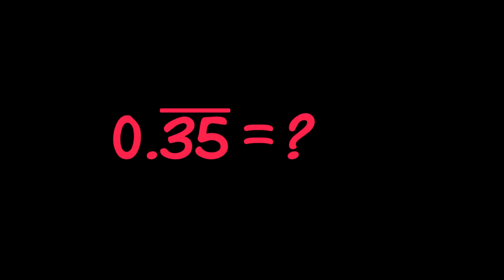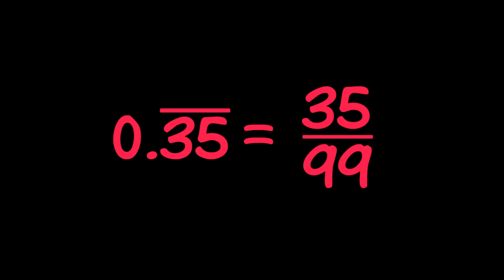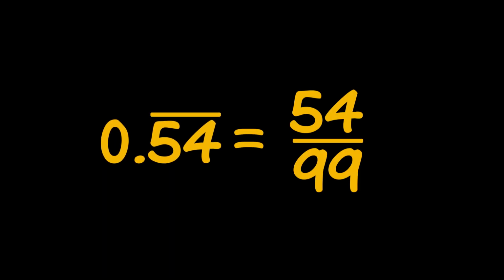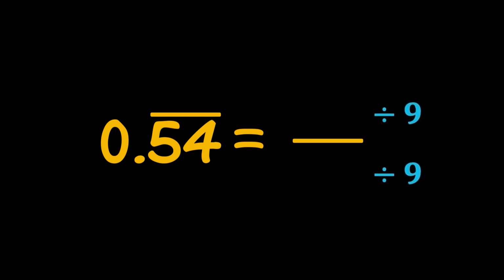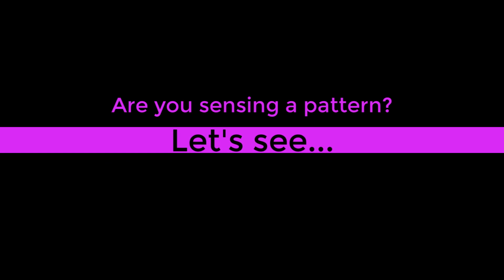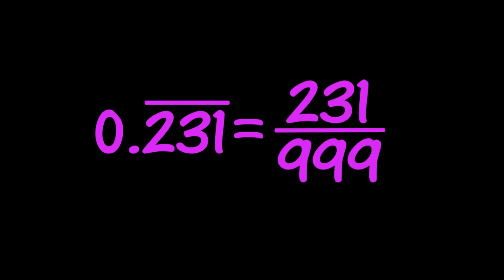If the repeating decimal contains 2 repeating numbers, then we're working with 99ths. Here's another example. Don't forget to simplify if the numerator and denominator have a common factor. Can you guess what the denominator of a fraction would be if we were converting a decimal with 3 repeating numbers? You guessed it, it's 999.